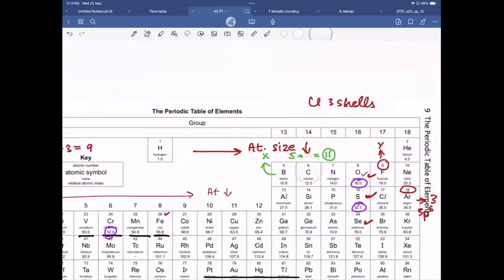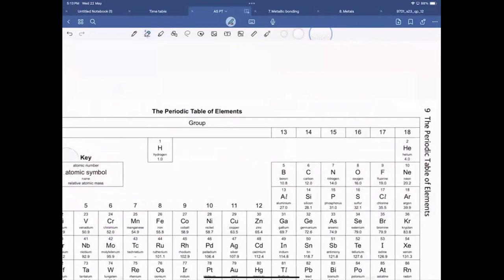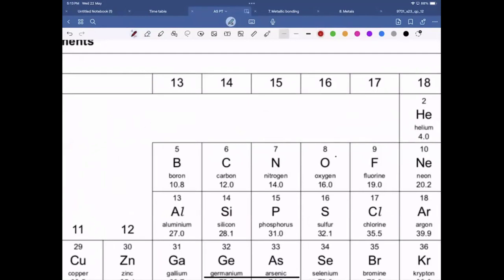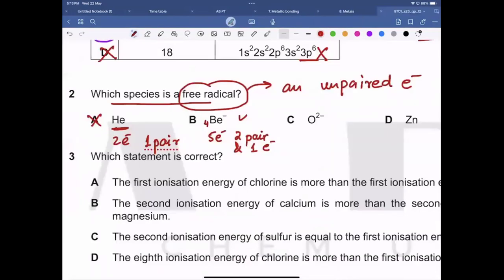Let me remove the previous working. So C is oxygen, right? Oxygen has 8 electrons and is in group 16, so 6 electrons in the outer shell. But when it is O 2 minus, it's not 6, now it's 8 electrons. 8 electrons means 4 pairs in the outermost shell. So there is no unpaired electron, and C goes wrong as well.